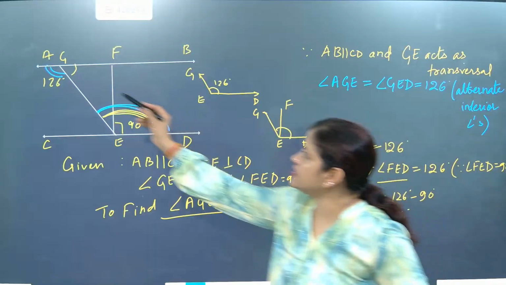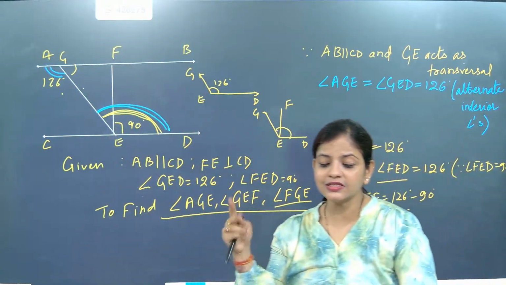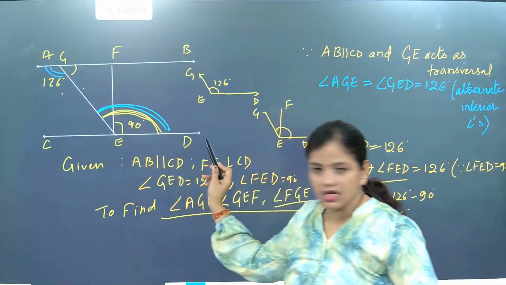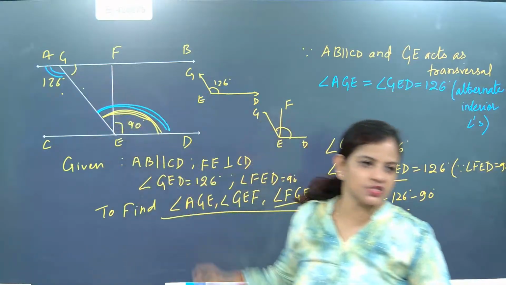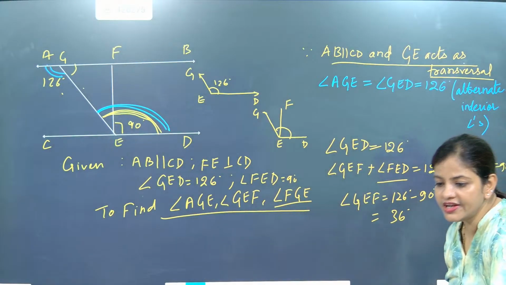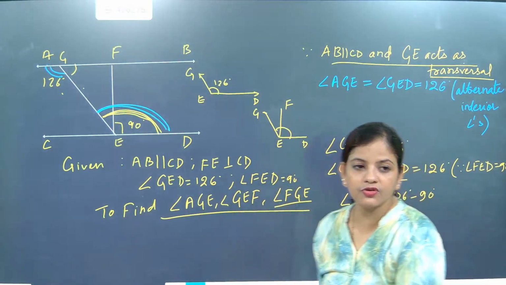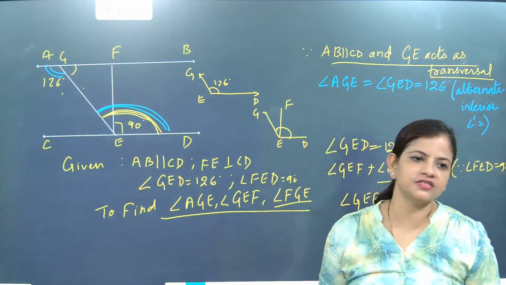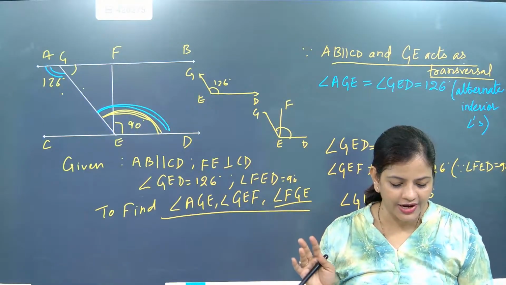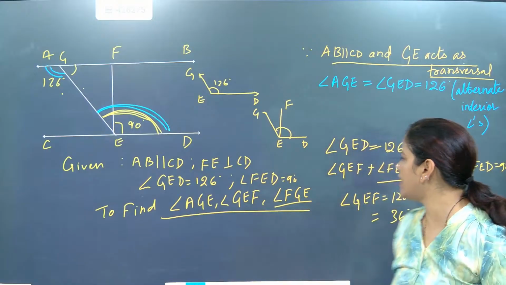Either you can consider AB as a line and this plus this equal to 180 degrees you can take. But since it is parallel, my suggestion is this and this are parallel and this is acting as transversal. And you have already indicated this one, so extra work you need not do. Only one small line you are going to write: sum of co-interior angles is supplementary.